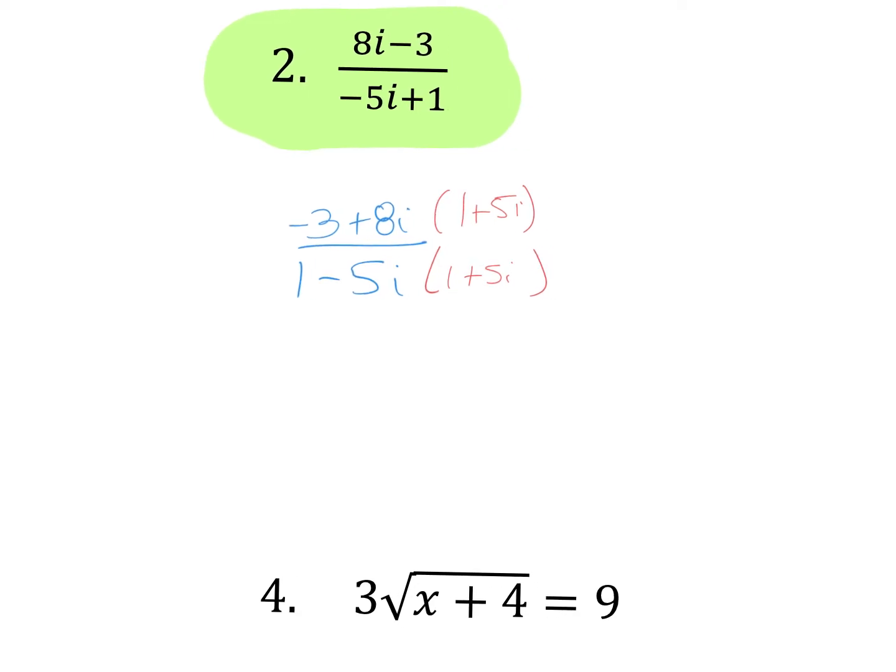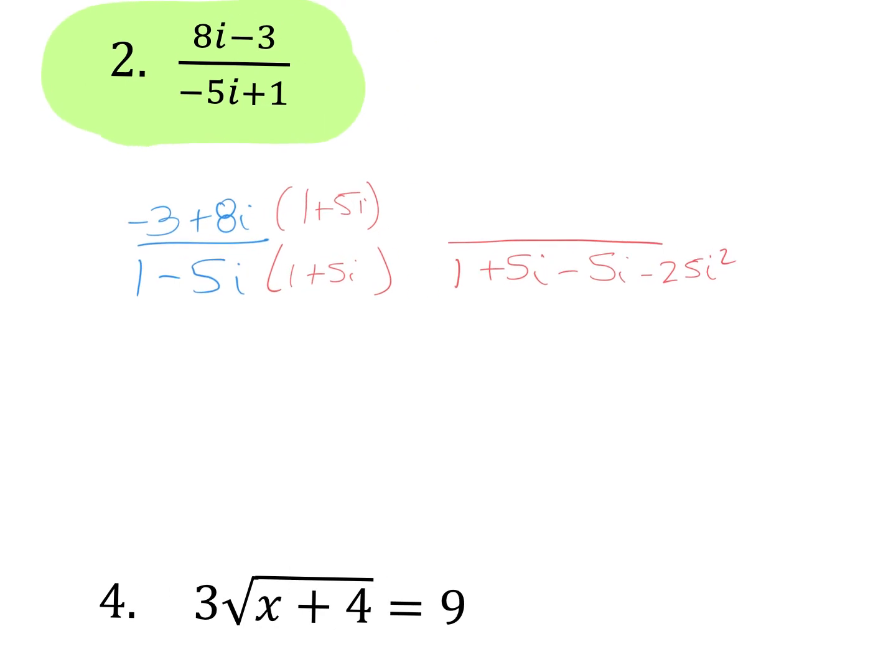I'm going to simplify the denominator first just to make sure the i's cancel out. So 1 times 1 is 1. 1 times 5i is plus 5i. Negative 5i and 1 is minus 5i. Negative 5i, positive 5i is minus 25i squared. When you guys see i squared, what do you do? Cross it off and you change that sign in front.